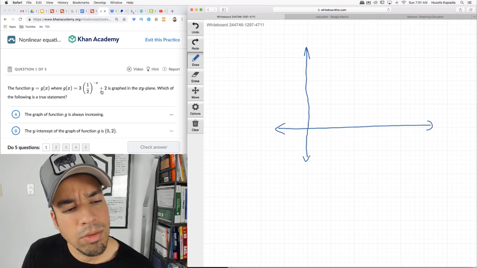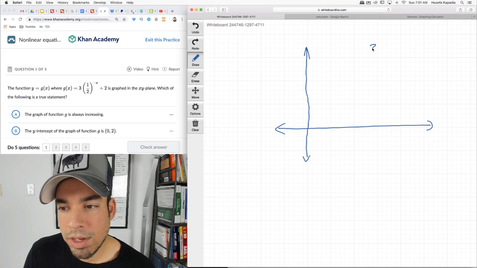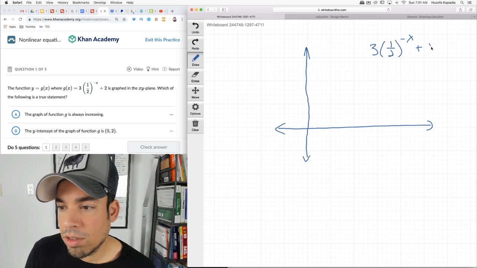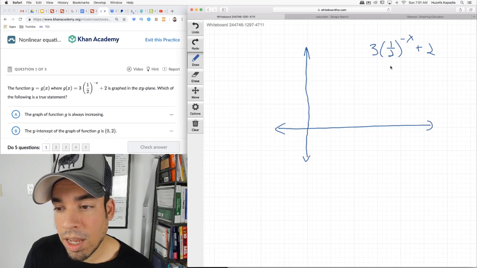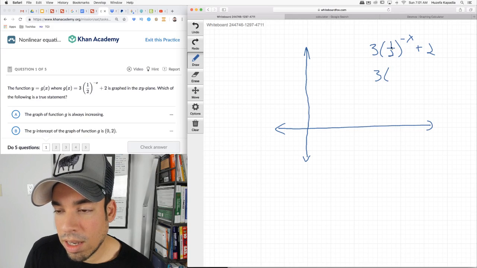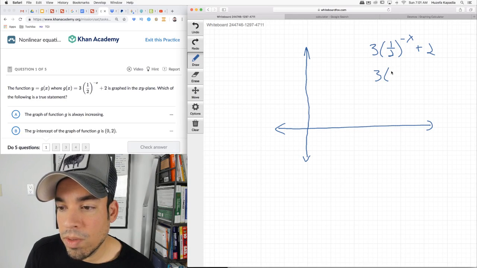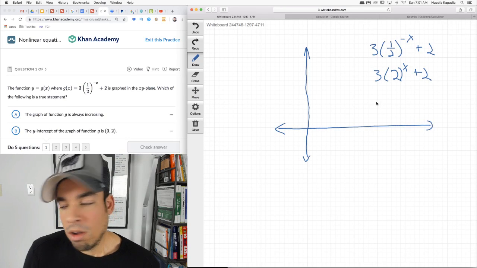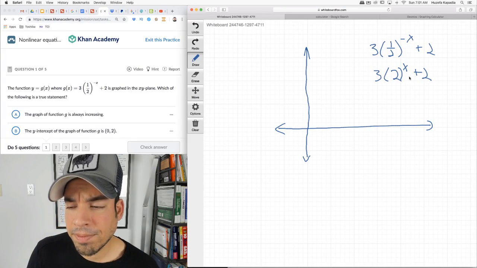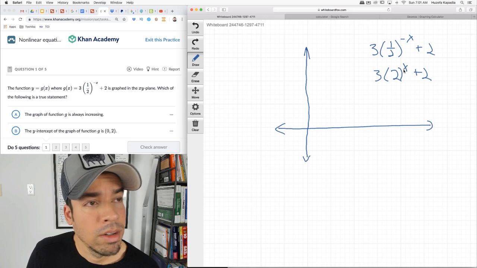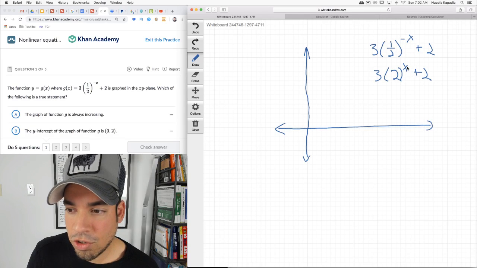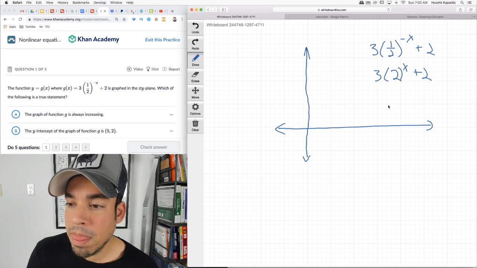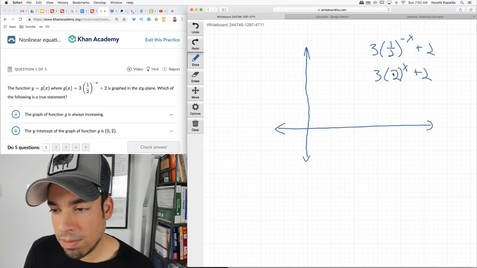So look, I can rewrite 3 to the negative x plus 2. Since it's a negative exponent, I can turn it into a positive exponent as long as I flip this and take the reciprocal. So this becomes 2 over 1, or 2 to the x plus 2. So this is the final function. This is a straight up exponential function.